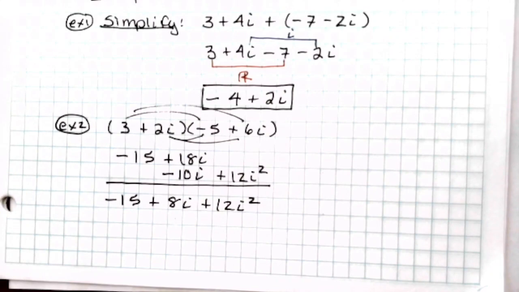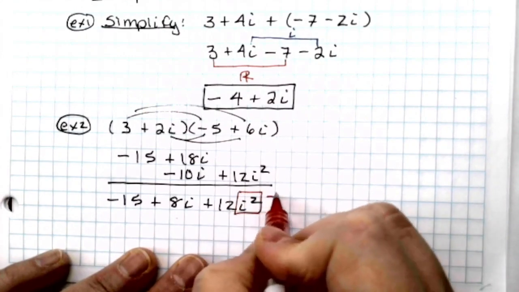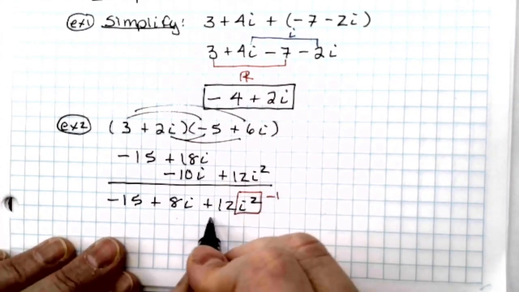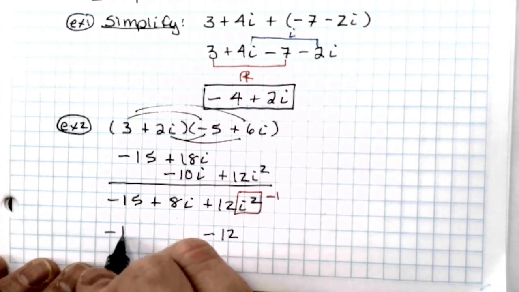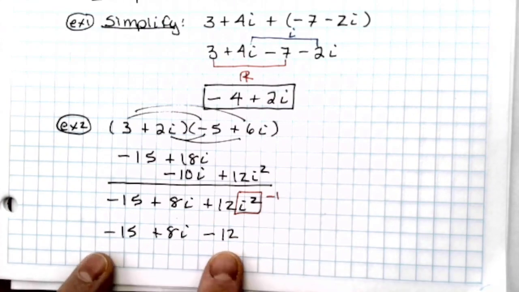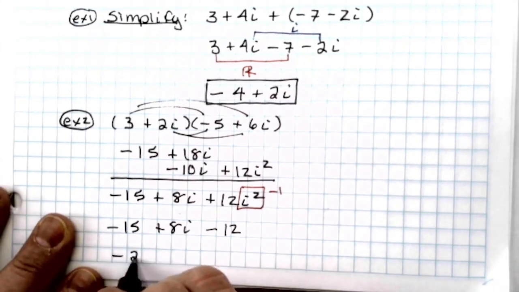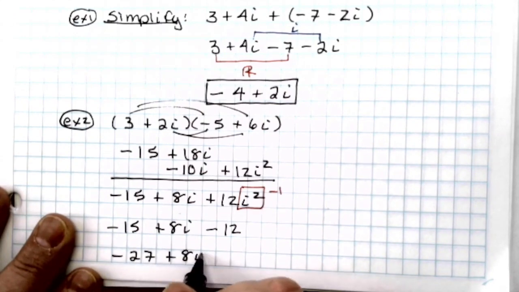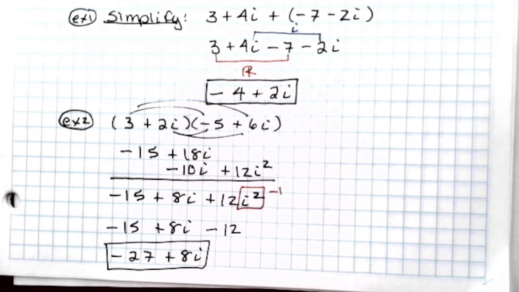So far this is just like we would do it with x's and numbers, but now we're going to make the replacement. i squared is a negative 1, so we multiply 12 by a negative 1, and that gives us negative 12. So now the negative 12 is real, so we're going to put the reals together. Negative 15 minus 12 is negative 27, and then plus 8i. So multiply like normal and then make the replacement.